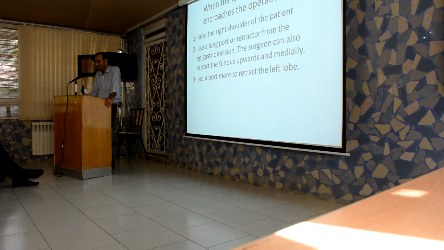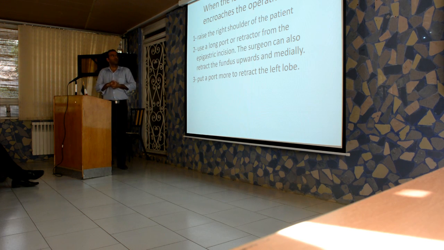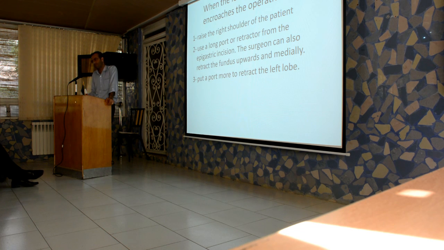To lift the left lobe of the liver and approach the operative field, raise the right shoulder of the patient and use a blunt port or retractor through the biggest incision. The surgeon can also retract the fundus upward and medially, or put in another port to retract the left lobe.